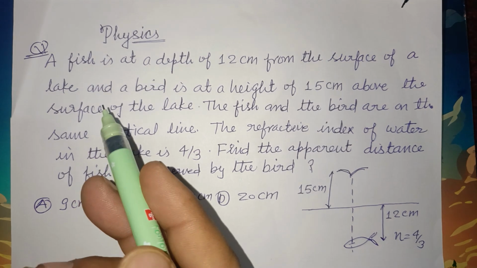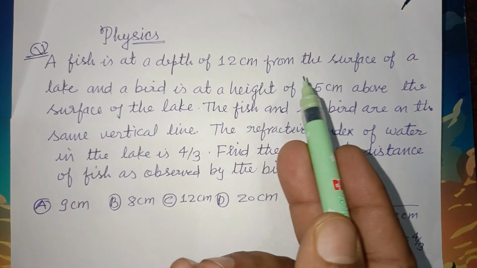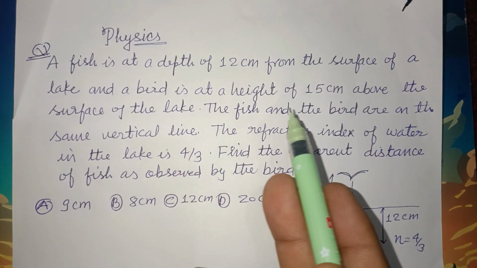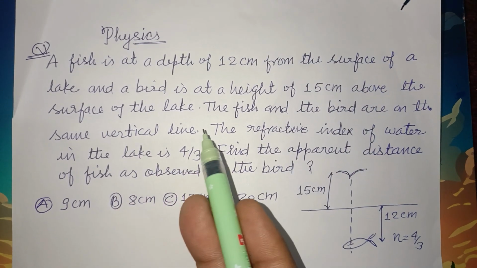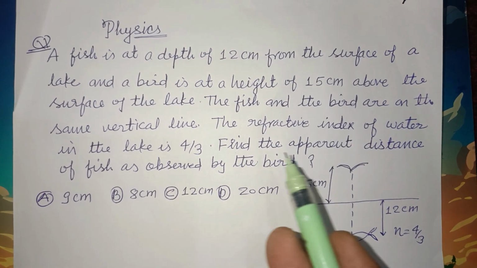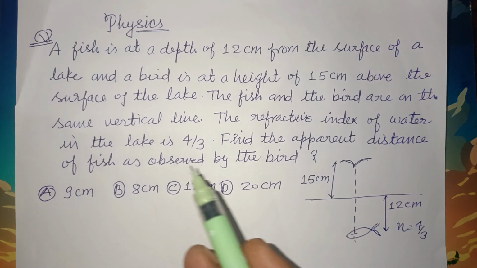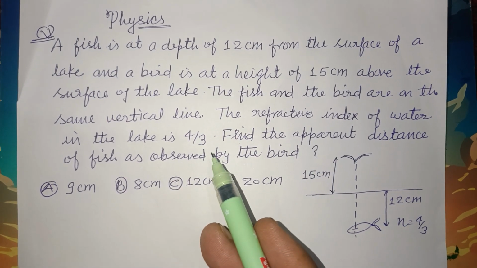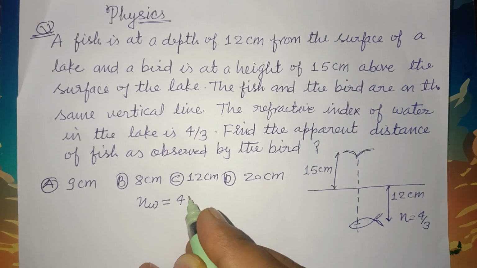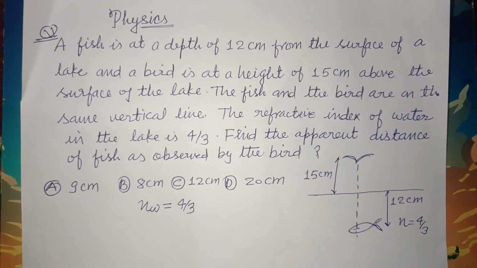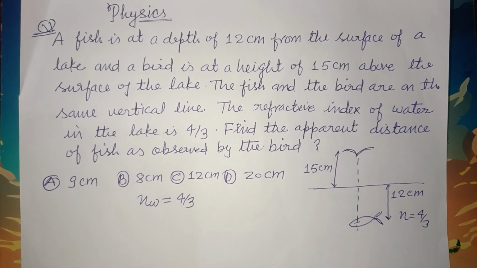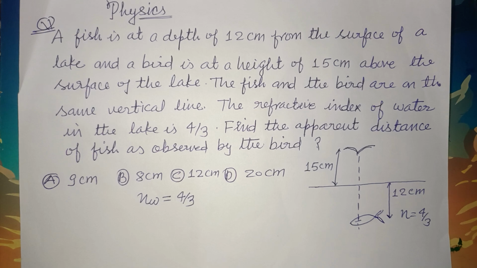Question is, if a fish is at a depth of 12 centimeter from the surface of a lake and a bird is at a height of 15 centimeter above the surface of the lake, the fish and the bird are on the same vertical line. The refractive index of water in the lake is 4 by 3. Find the apparent distance of the fish as observed by the bird.